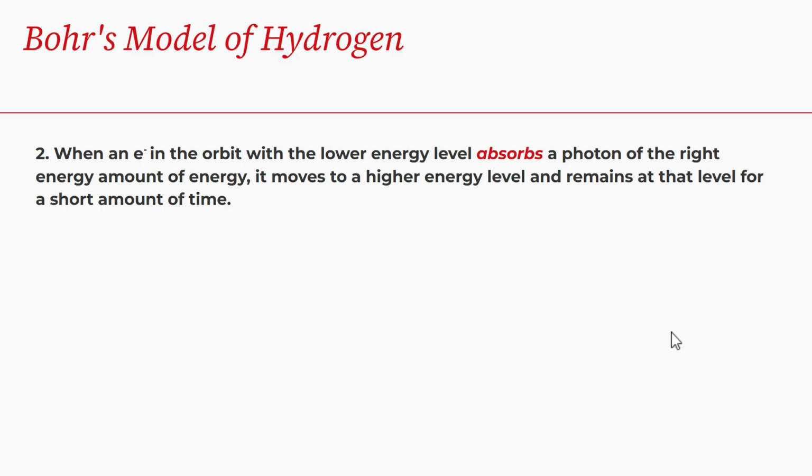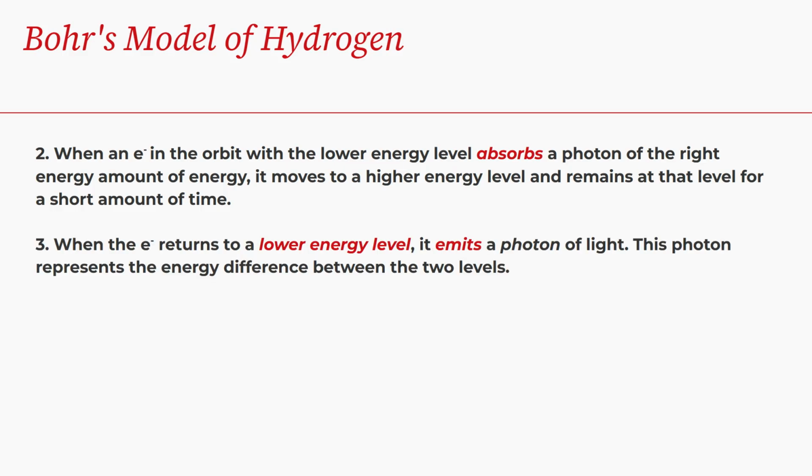The second is that when an electron in the orbit with a lower energy level absorbs a photon of the right amount of energy, it moves to a higher energy level and remains at that level for a short amount of time. Inversely, when the electron returns to a lower energy level, it emits a photon of light. This photon represents the energy difference between the two levels.